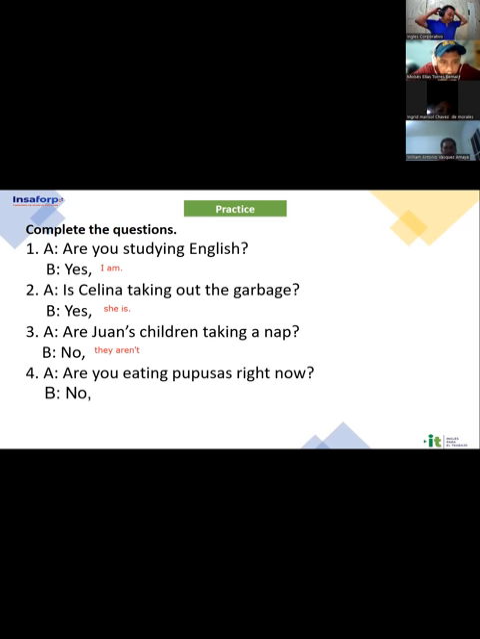Mateo, please help me. The question is, are you eating pupusas right now? No, I am not. No, I am not. Okay, let's say yes, right? Because if not, we are going to force him to share with us. Okay, Mateo.